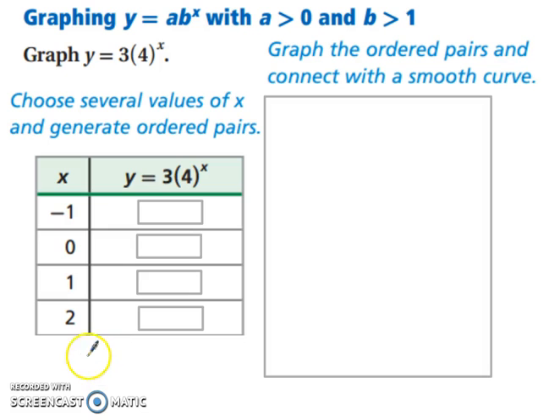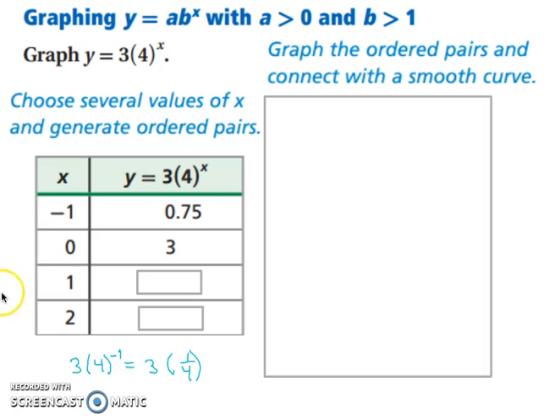Let me write that. So we're going to go down below here. So if we substitute a -1 in, this is the same as saying 3 times 1 over 4. Because when something's to a negative exponent, we need to move it downstairs. So now we have 3 times 1/4, which in the end gives us 0.75, or 3/4. Now let's substitute in a 0. Well, anything to the 0 power is simply 1. So 4 to the 0 power is 1, and 3 times 1 is 3.